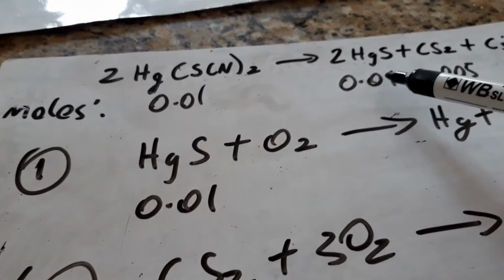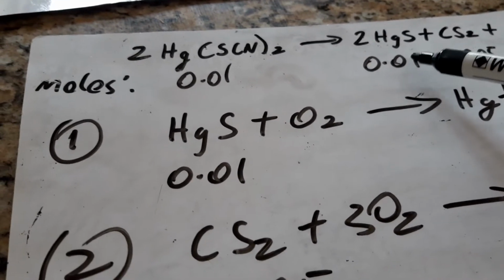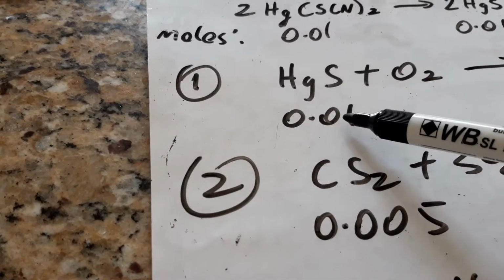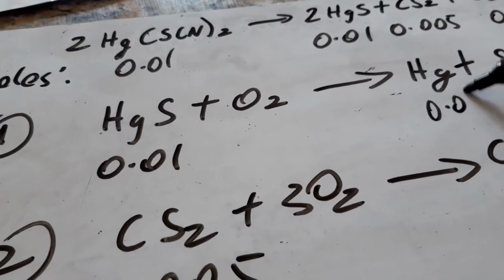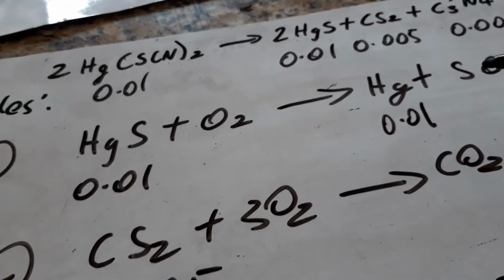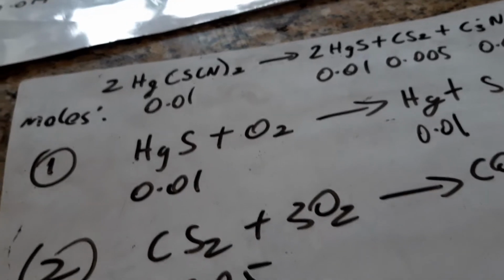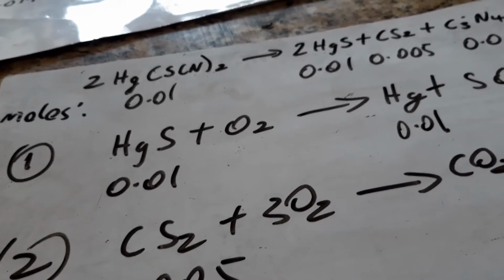Because in the original reaction we produced 0.01 moles of mercury sulfide, that means that if we started with 0.01 moles of mercury sulfide here, we're going to produce exactly the same amount of moles of mercury, which is 0.01. So the only remaining question for us to do is to work out the number of mercury atoms. And that's really, really easy to do.